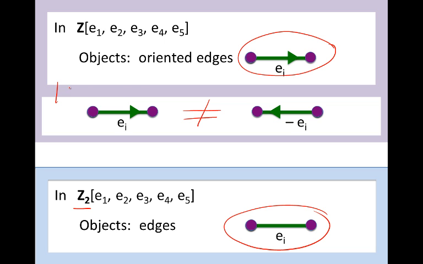If 1 does not equal minus 1, then E does not equal minus E. So if our coefficients are integers or real numbers or anything where 1 does not equal minus 1, then E won't equal minus E, and so we will need oriented edges. But in the special case of Z mod 2, we can work with unoriented objects. Let us now compare working with oriented versus unoriented objects.